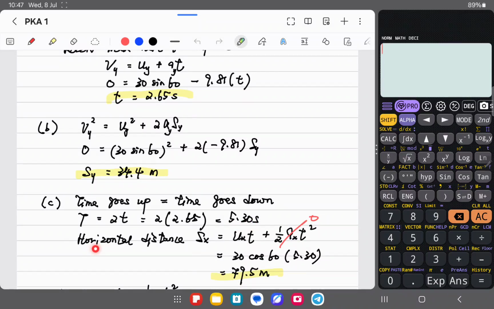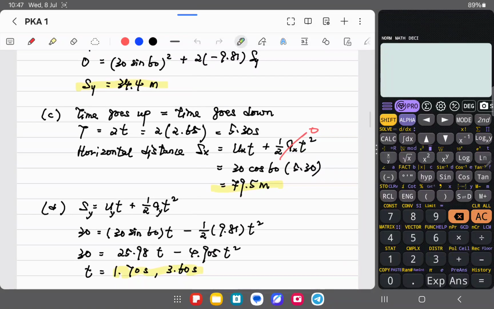Then we are able to calculate the horizontal distance using the kinematic equation s equals ut plus half at squared. The acceleration along the x-axis is 0. So we have the initial velocity component x, 30 cos 60, and the time of flight for the whole projectile is 5.3. So we will get the horizontal distance for the object as 39.5 meters.